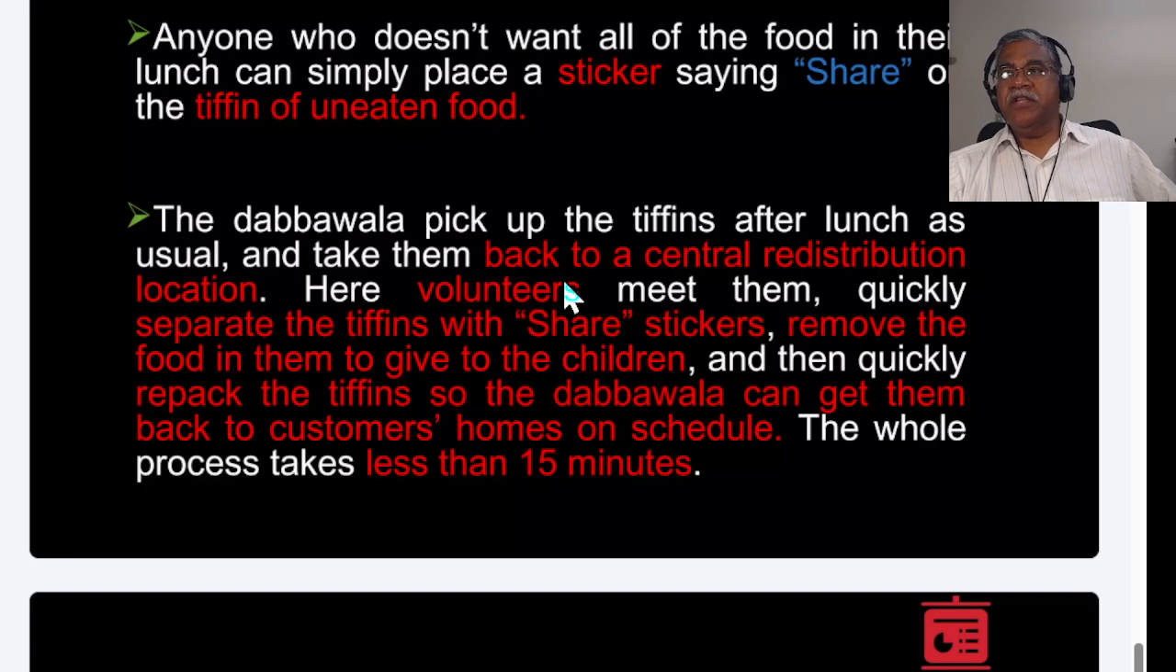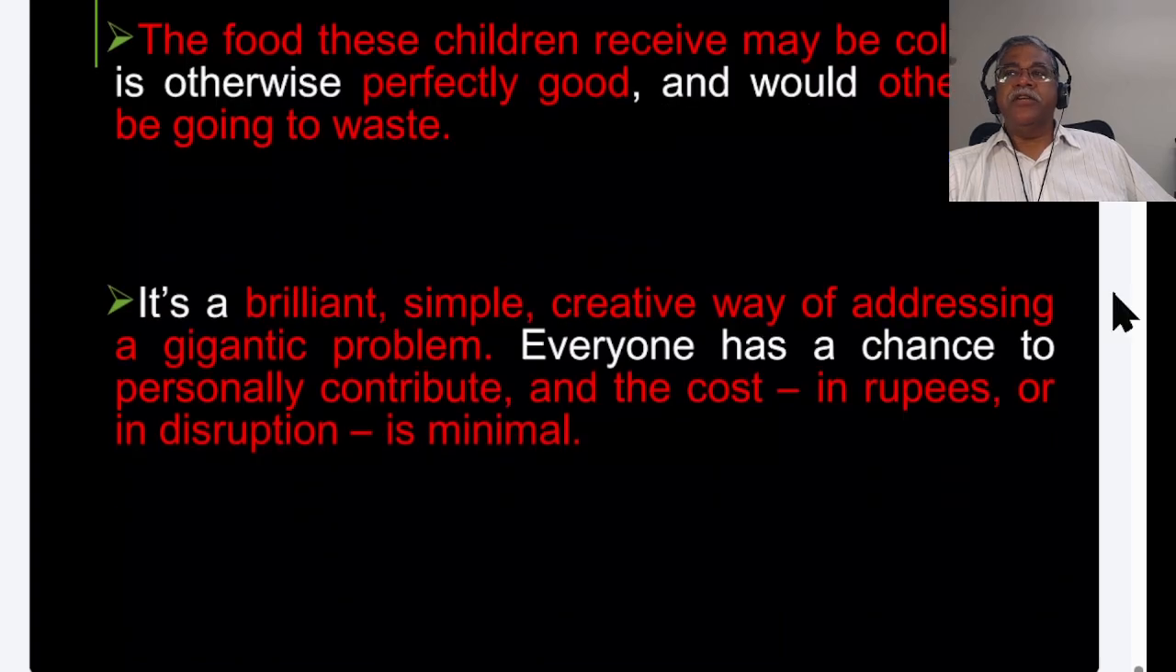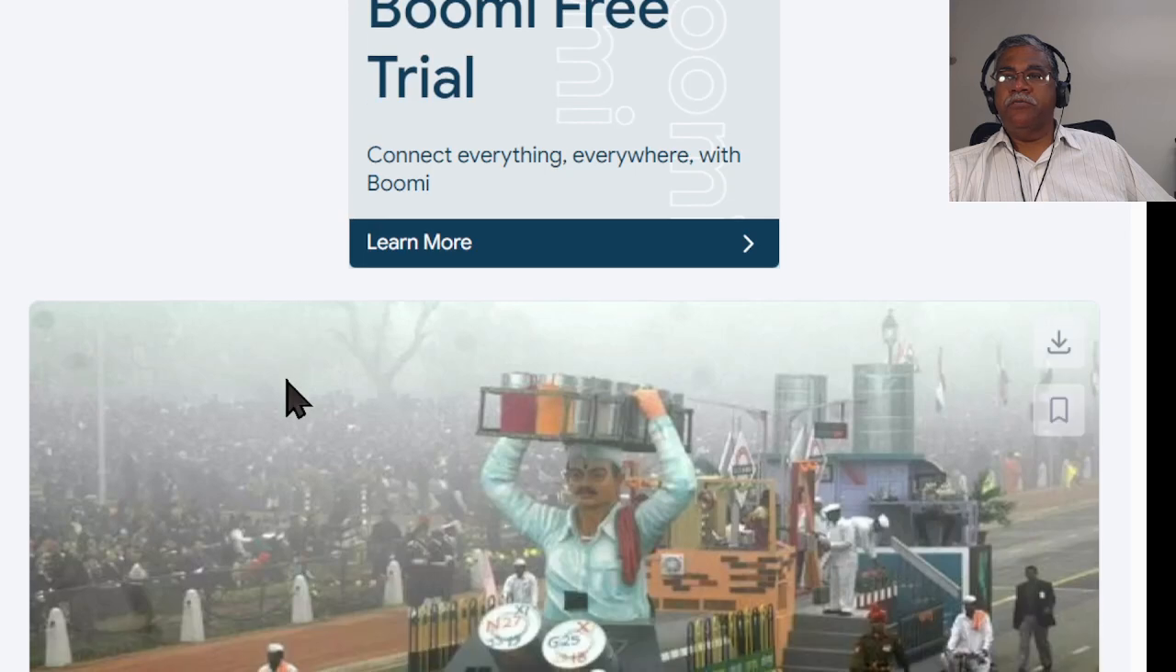Share means that it's not been eaten, and they will take away the food in separate containers to give to the children who are poor and hungry. Okay. Brilliant creative way of addressing the problem of hunger.